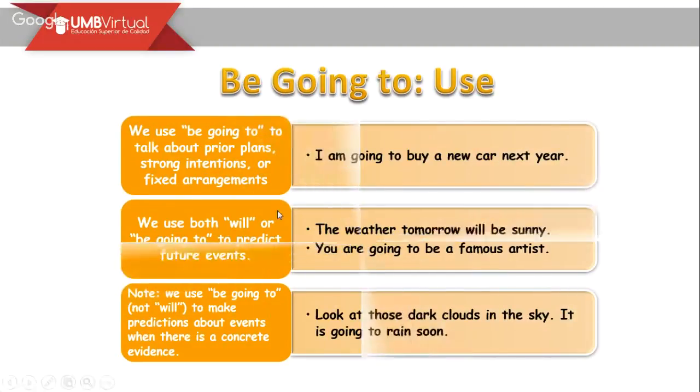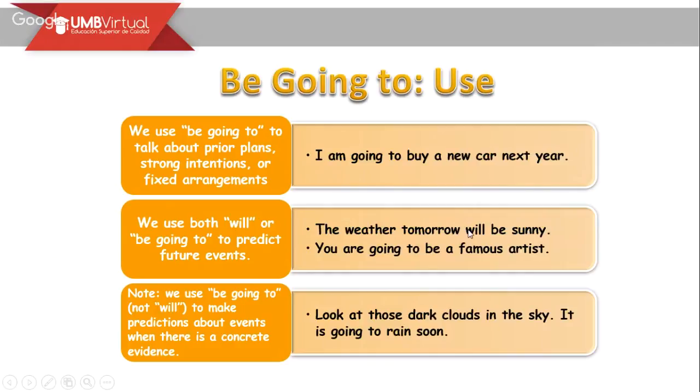Now we're going to see the use of be going to. We use be going to talk about prior plans, strong intentions, or fixed arrangements. I am going to buy a new car next year. That's a strong intention. That's what I really want to do, and that's a plan.